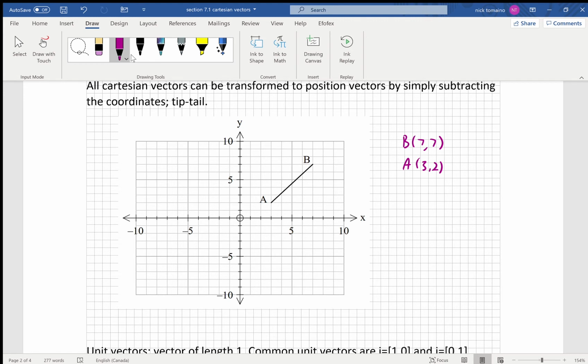All you do is b minus a to get the tip vector. So it's going to be 7 comma 7 minus 3 comma 2, and that means that b will be at 4 comma 5. This would be the position vector because the origin is out here. So we're going to go 0, 0, and then 4, 5: 1, 2, 3, 4, 5.